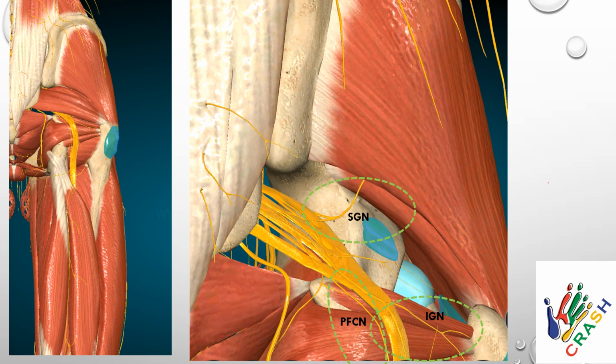Additional advantages to doing the block at this level include the blockade of the superior gluteal nerve, the inferior gluteal nerve, and the posterior femoral cutaneous nerve. The pudendal nerve could be blocked as a side effect of this block.